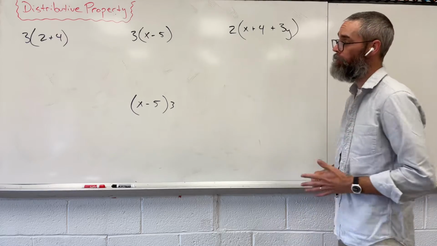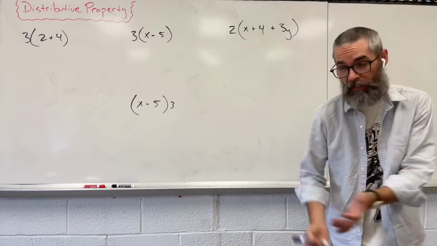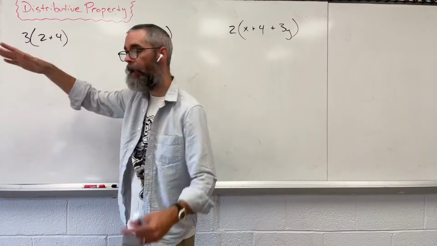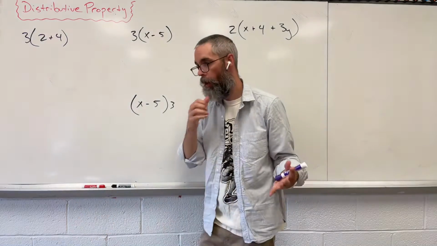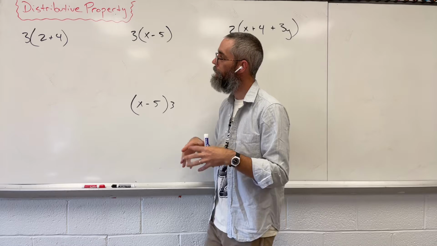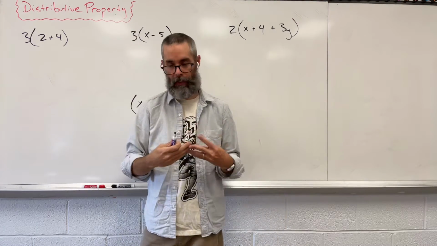Hi, we're going to look at the distributive property today. So distributive property is a fancy way of saying multiply to everything. So I have this number 3 and I have this group of numbers 2 and 4. 2 and 4 are stuck together in this group. I want to make sure that this 3 and this group get multiplied together.